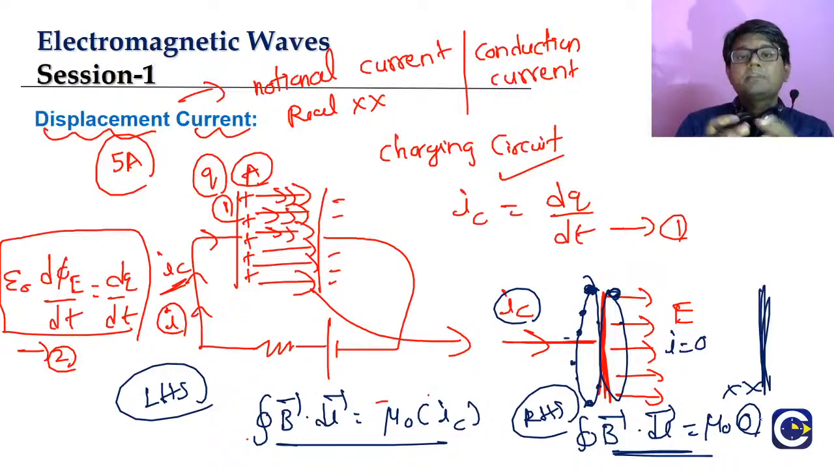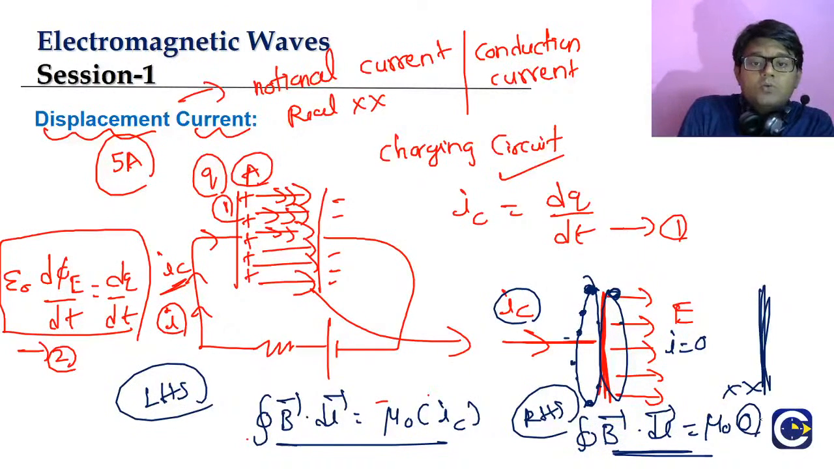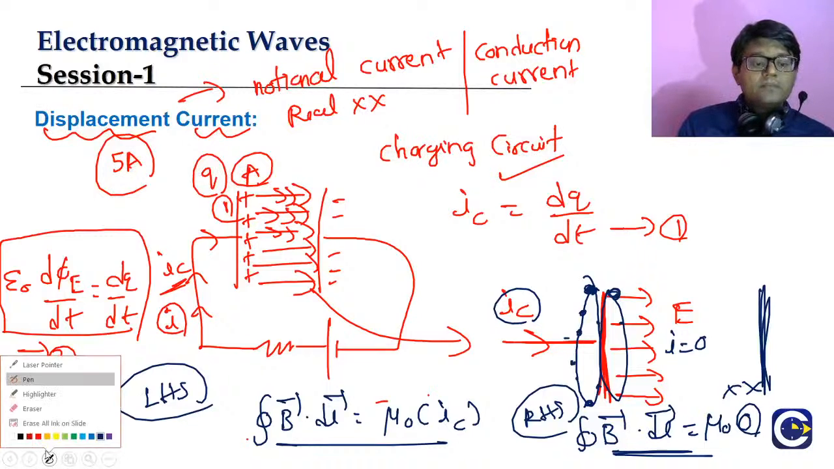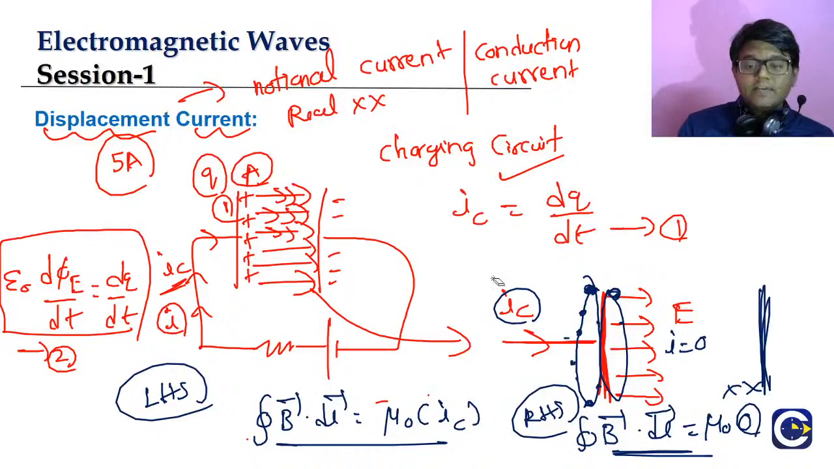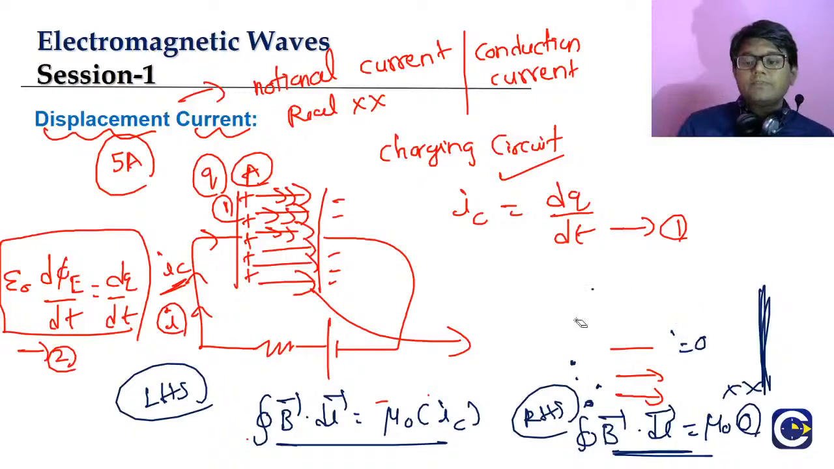This is where the concept of displacement current is introduced. There is no current there actually. On the right hand side of the plate, there is no current. But when we apply the Ampere loop rule, we are always used to keeping integral B dot dl equal to mu naught into current. That is what we are used to. But here, on the right hand side, there is no current. Then how are we going to adjust for this?